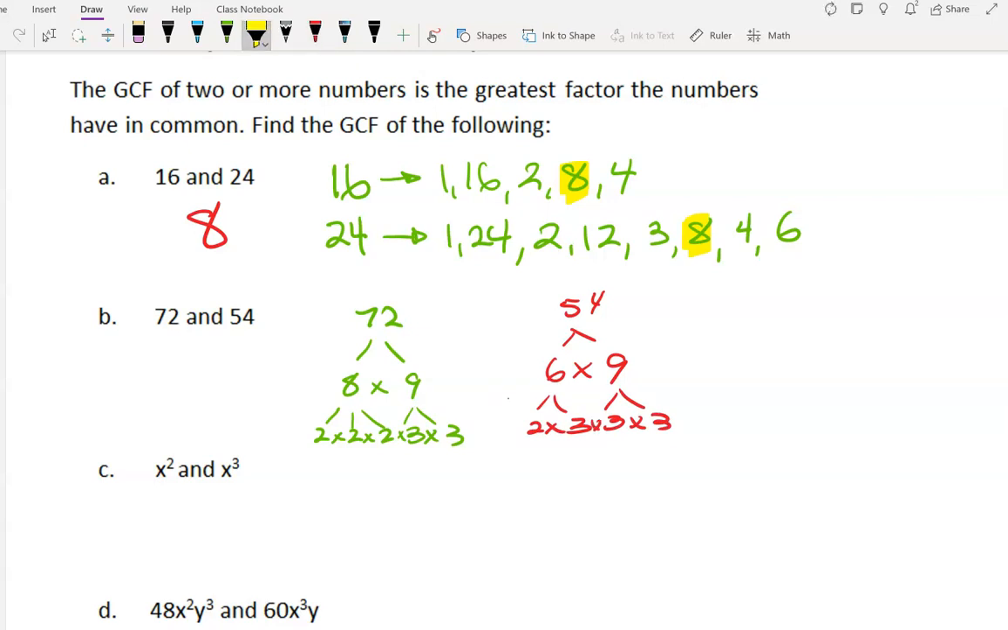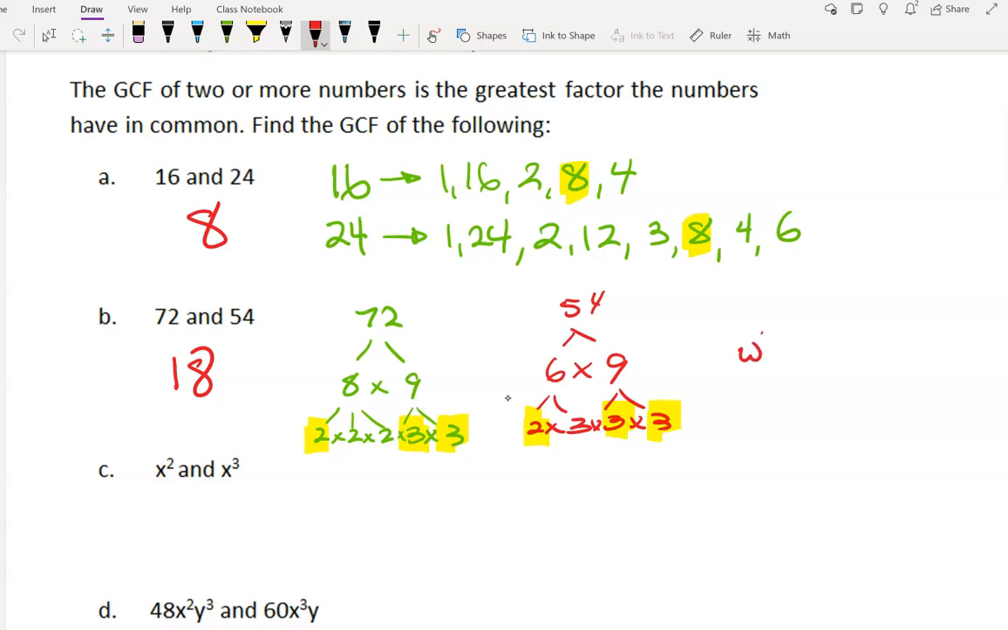So what I'm going to do now is look to see what's in common. Can you see there is a 3 in common? And there is another 3 in common. And there is a 2 in common. Those are the only numbers they have in common. Well, what is 2 times 3 times 3? This is 18. So 18 is the greatest common factor.